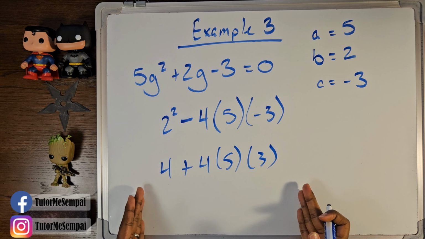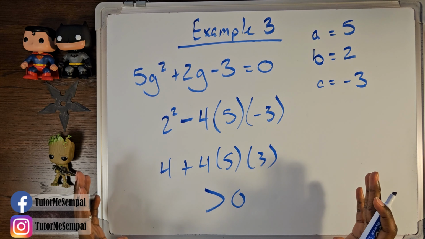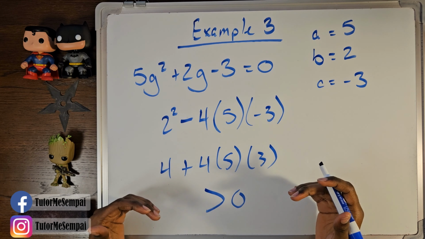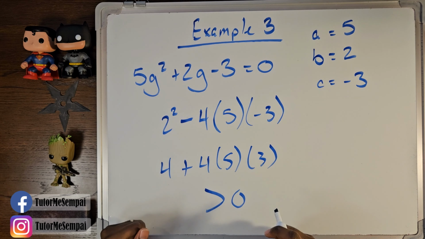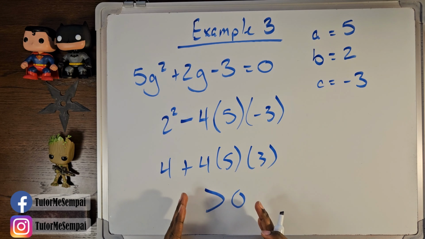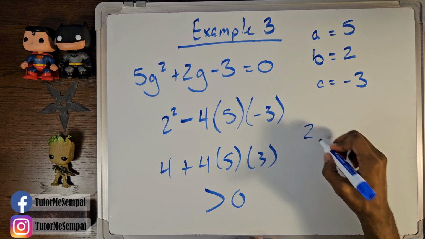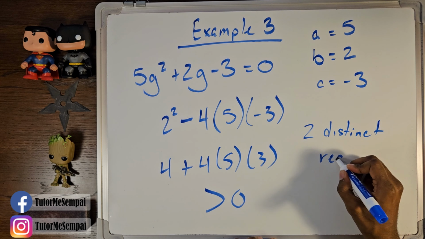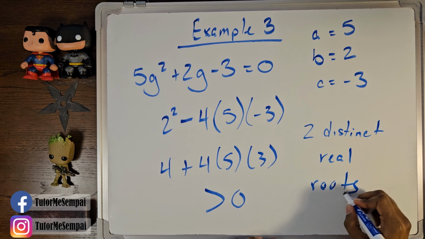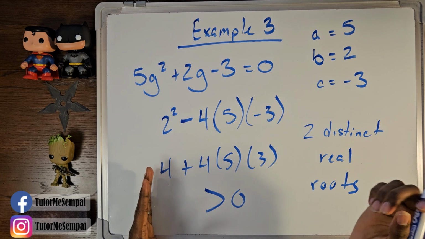Notice there are no more negatives here. So this is going to be strictly positive. There's no negatives. This is definitely not canceling to 0. So we know that this is going to be strictly positive. We don't have to actually finish this math here. What does the result being greater than 0 mean for the nature of our roots? Well, we're going to have two distinct real roots. When the result is greater than 0, you have two roots that are real and they're different from each other.